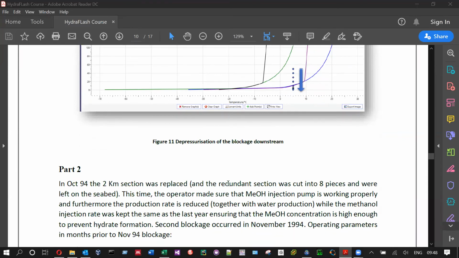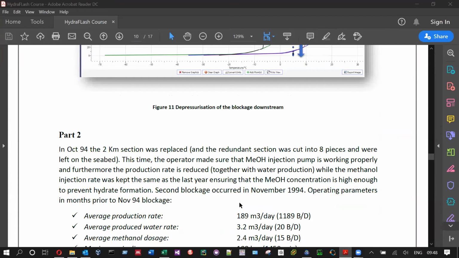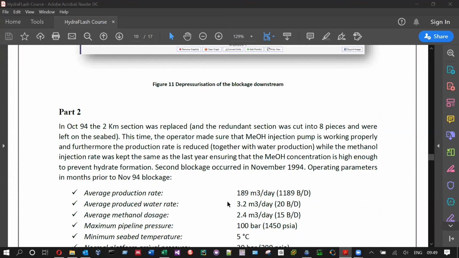Second part. In October '94, a 2-kilometer section was replaced, and the redundant section was cut into 8 pieces and left on the seabed. This time, the operator made sure that the methanol injection pump was working properly, and furthermore, the production rate was reduced together with water production. While the methanol injection rate was kept the same as the last year, ensuring that the methanol concentration is high enough to prevent hydrate formation, a second blockage occurred in November 1994.